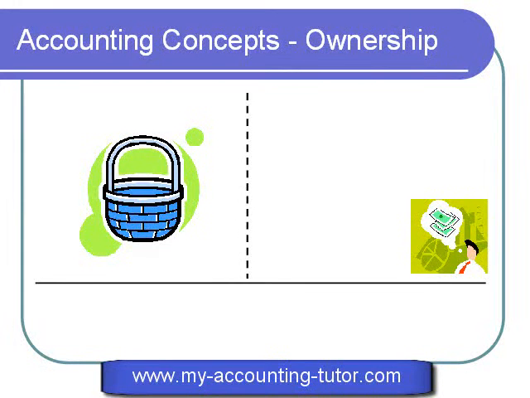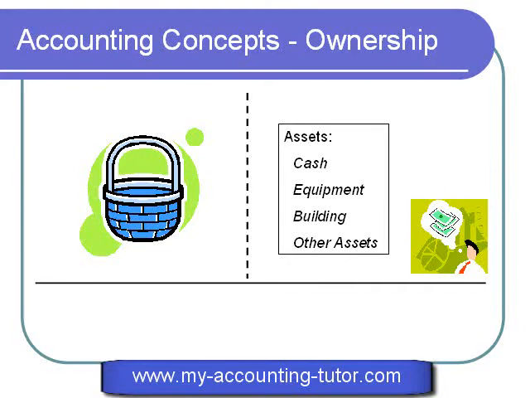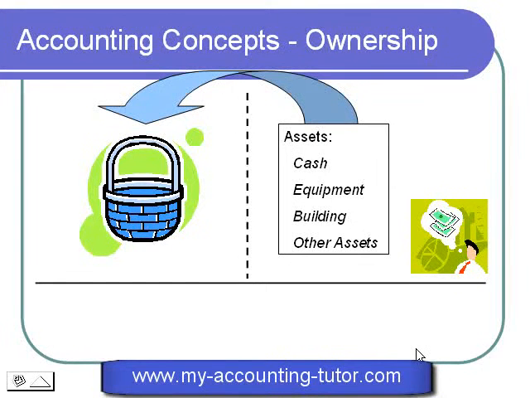In order for the business to be started, it has to have assets with which to operate. And one place that the business can obtain assets is from the owner. So, in order to start up the business, the owner may make a contribution of assets to the business, things like cash, equipment, buildings, and other types of assets. When the owner makes a contribution to the business, then there are assets placed in the basket that weren't there previously. In fact, there was nothing there previously, but now the business has assets.